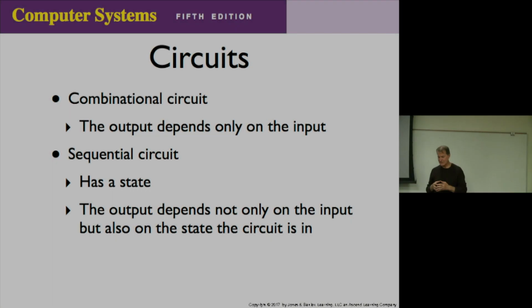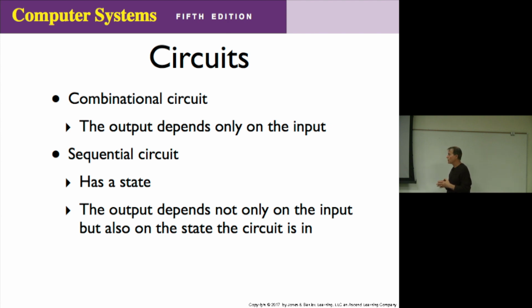What is the list of variables and their values? It's going to depend on the state. The circuit is going to have a state that's going to persist. And the output is going to depend not only on the input, but also the state that the circuit is in. So, combinational circuit, the output depends only on the input. Sequential circuit has a state. The output depends not only on the input, but also on the state that the circuit is in.